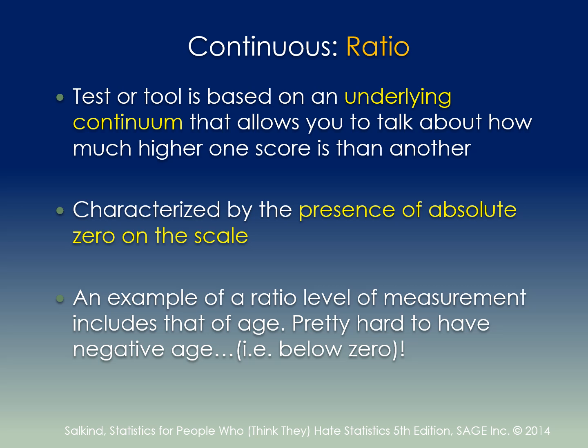Now a continuous measurement that is classified as a ratio measurement is again on this continuum. Like there's an infinite number of possibilities that you could measure it down to if you had the ability to do it. The one thing about a ratio variable or a ratio measurement is that it's characterized by the presence of an absolute zero on the scale. Okay, so age is an example of that. It's really hard to have an age below zero, right?